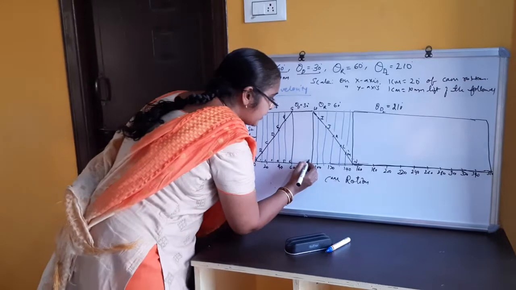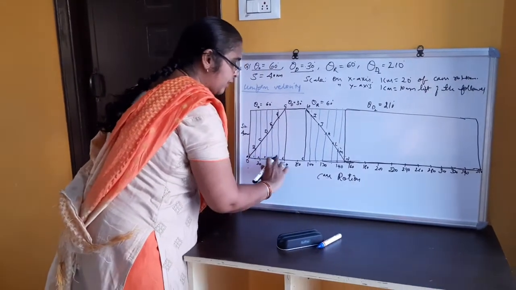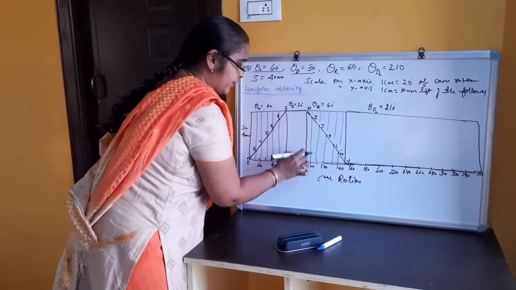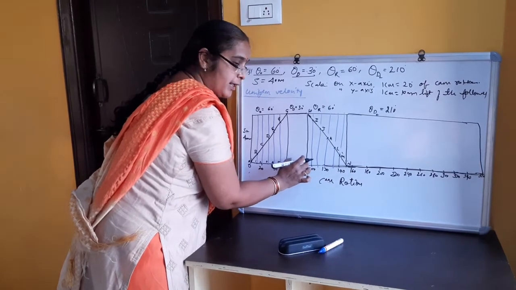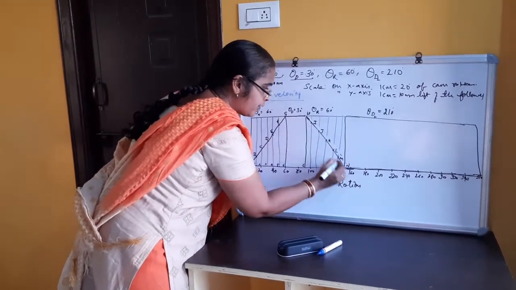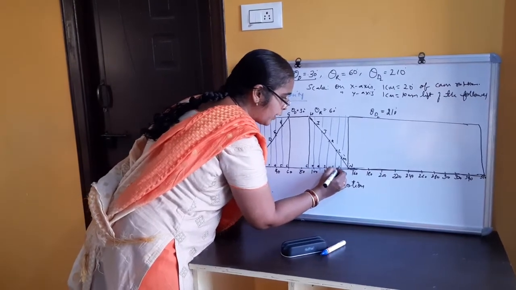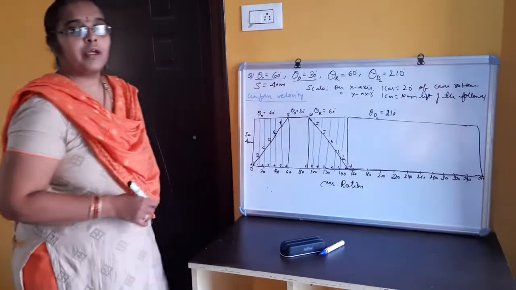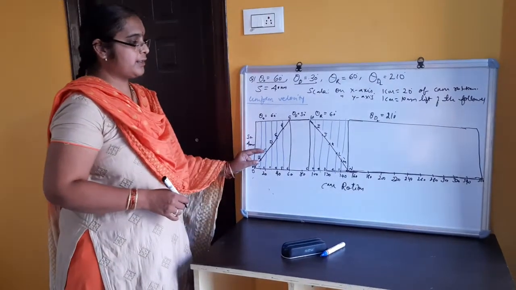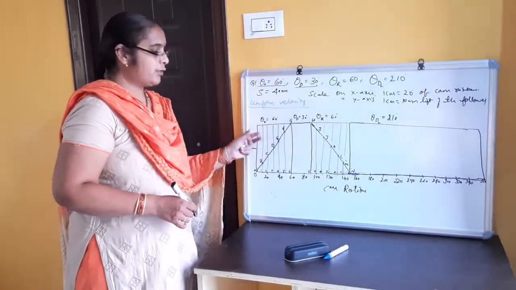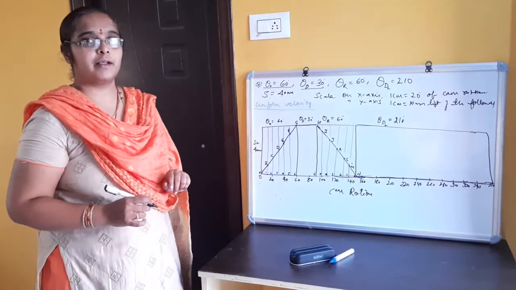And here it is moving forward, and here it is under rest again. So 6 to 6 is the dwell period. Next it is going to perform the return stroke, so I will write it as 6, 5, 4, 3, 2, 1, 0. Okay. Now these distances of the follower should be transferred into the cam profile. Okay, let us learn it.